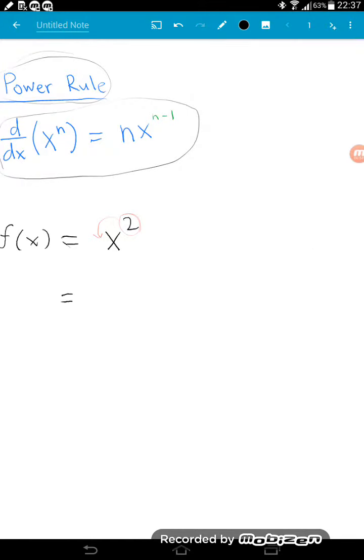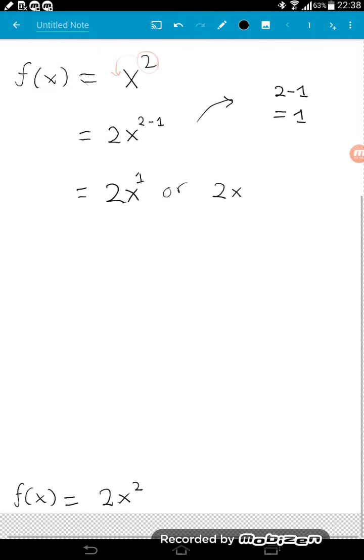So watch and learn. Since you bring that over here, it's going to be 2x, and your exponent is being reduced by 1, so 2 minus 1. So it's going to be 2x to the power of 1. That's your exponent, because I'll just show you right over here, 2 minus 1 equals 1. So this is your answer. Or you can just write it as 2x. It's just the same thing.